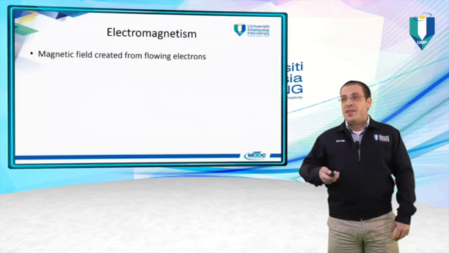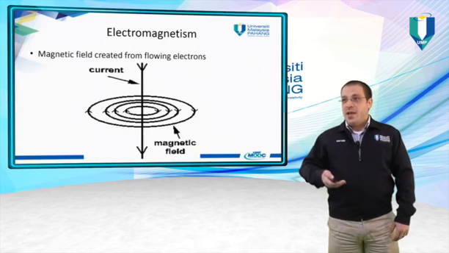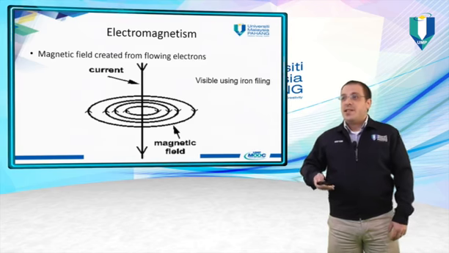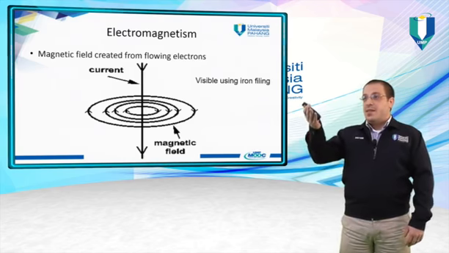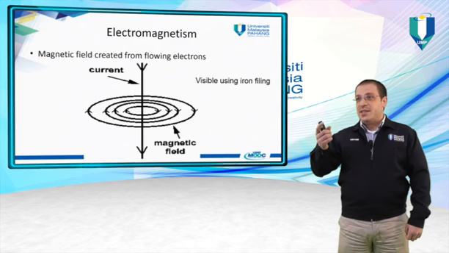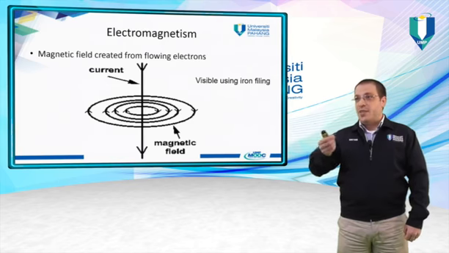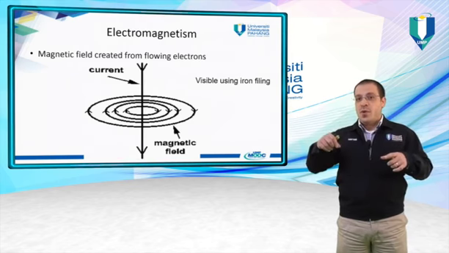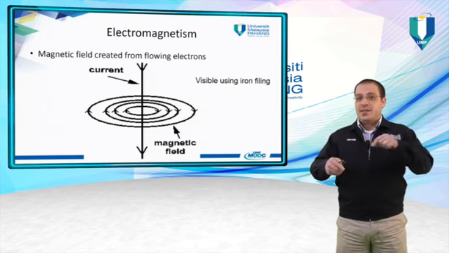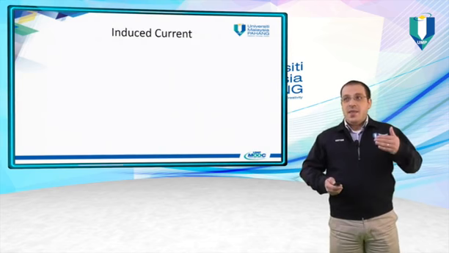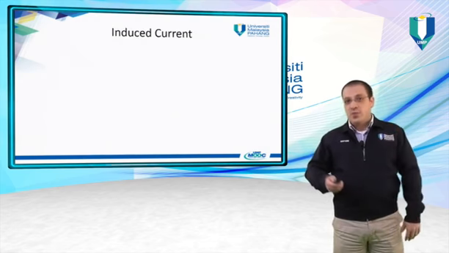As you know, a magnetic field is created from flowing electrons. So if we have a wire with electricity flowing through it, that means, as you can see here, it will generate a magnetic field. This magnetic field is visible if you use iron filings. If you put the wire through a paper and then throw the iron filings, you can see these lines of the field.